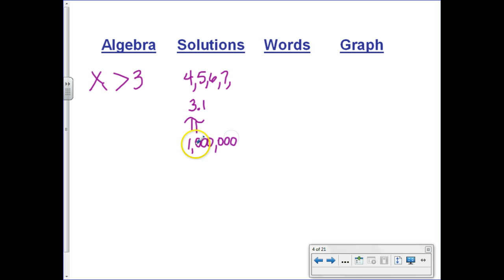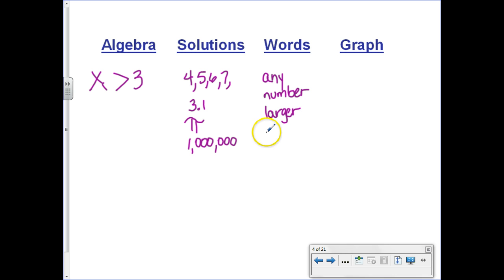The problem is, there are so many solutions, there's no way I could write them all. In words, I could simply write it this way: any number greater than or larger than 3.